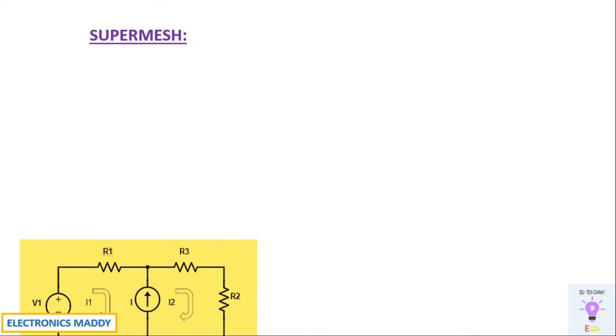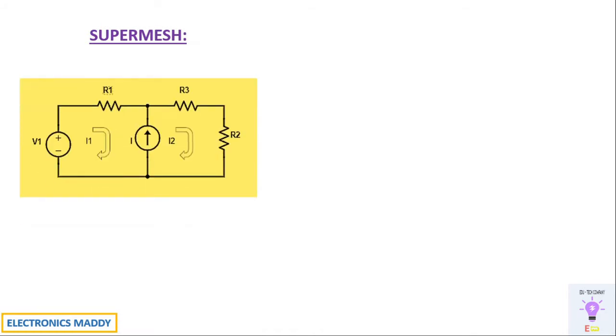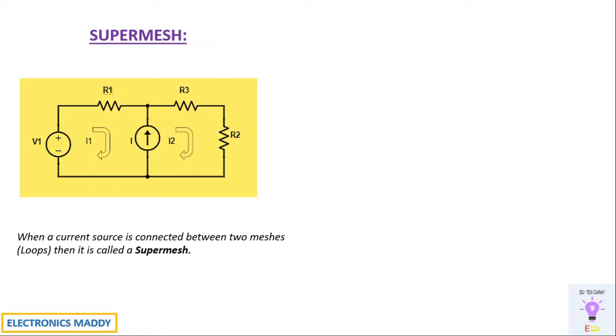So what is Supermesh? Supermesh is one of the most important concepts with respect to KVL. So let us consider the circuit. There are two loops. Current flowing through loop 1 is I1 and current flowing through loop 2 is I2. Whenever there is a current source connected between two loops, then the circuit is said to have a supermesh. So that is what it states. When a current source is connected between two meshes, then it is called a supermesh.